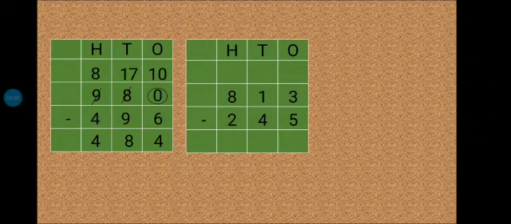813 minus 245. Can we subtract 5 from 3? No. So we will borrow from the tens place. We will circle 3, write 13 above 3, cut 1 and write 0.